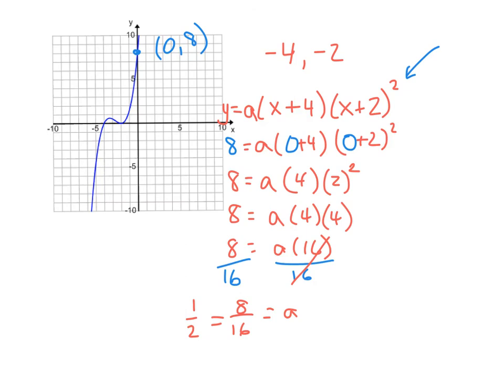So now we need to write our final equation. We're going to get y equals 1/2, which goes in for a. We have x plus 4, and we have x plus 2 squared. How'd you do?